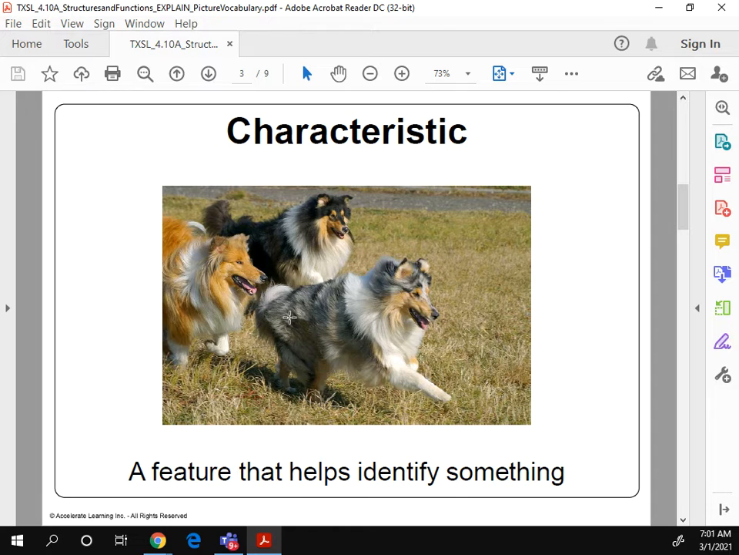Next is characteristic, a feature that helps identify something. So we see here the characteristics for this animal, this dog, possibly the coat or anything like that, some type of thing that points out a feature from them. So we can see that they have a long snout. That could be a feature, or a characteristic, of this type of dog. So again, characteristic is a feature that helps identify something.